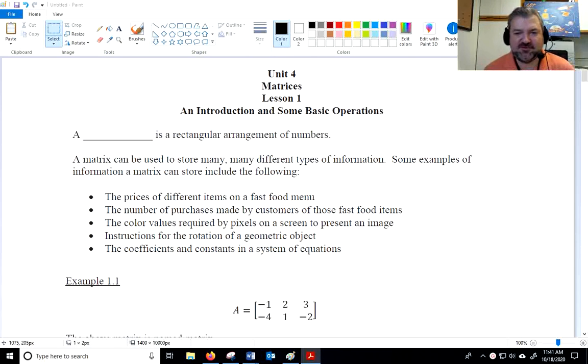Hello everyone, welcome to Unit 4, which is all about matrices. We're in Unit 4 of our Algebra 2 course. This first lesson will be an introduction to matrices, and we'll look at some basic operations with them.